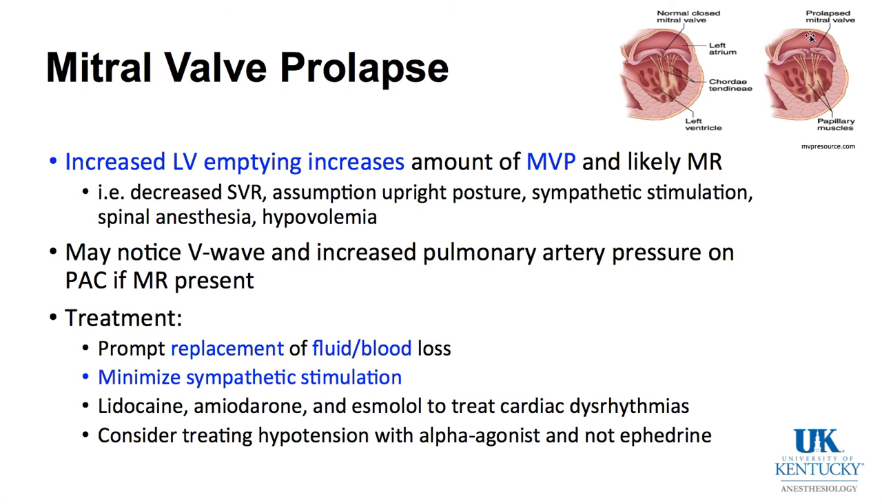If a patient is having problems with prolapse and mitral regurgitation, replace their fluid and blood loss when it occurs, because you don't want an empty left ventricle. Minimize sympathetic stimulation. Treat their cardiac dysrhythmias if they occur, and think about treating hypotension with alpha agonists, vasoconstrictors, rather than with ephedrine.